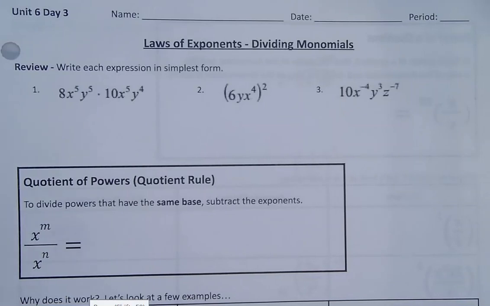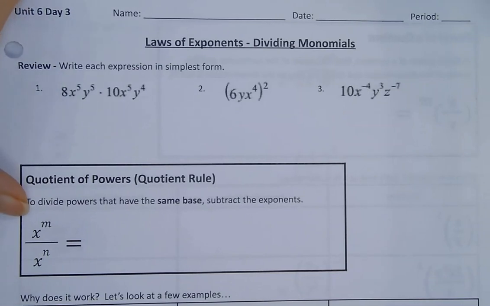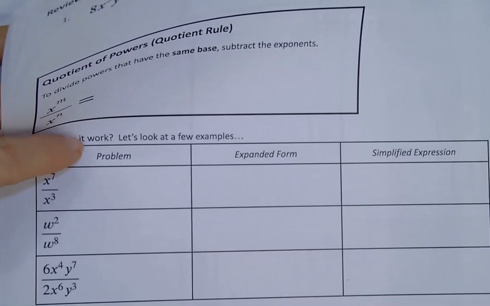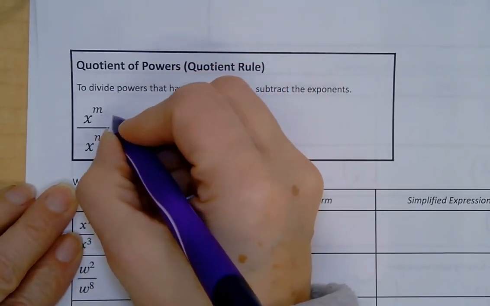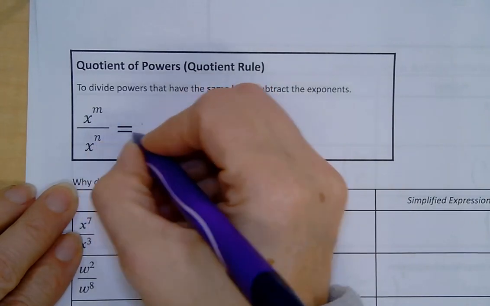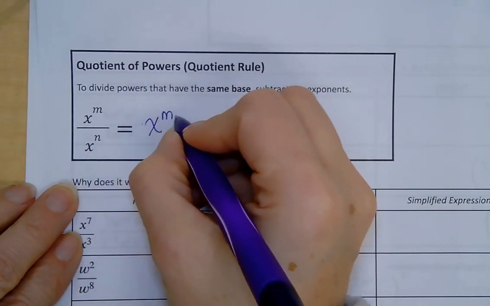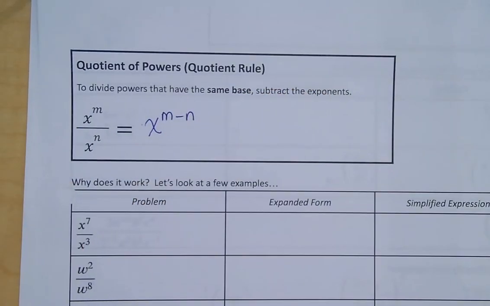Today's lesson is about dividing monomials, and so we are continuing with our exponents and radicals, Unit 6, Day 3. We have just learned in the previous video that we can write a division problem, a quotient of powers, as keep the base, and we say m minus n is our quotient of powers rule.